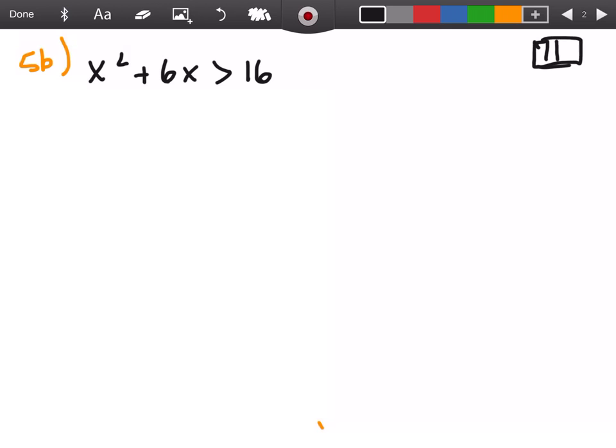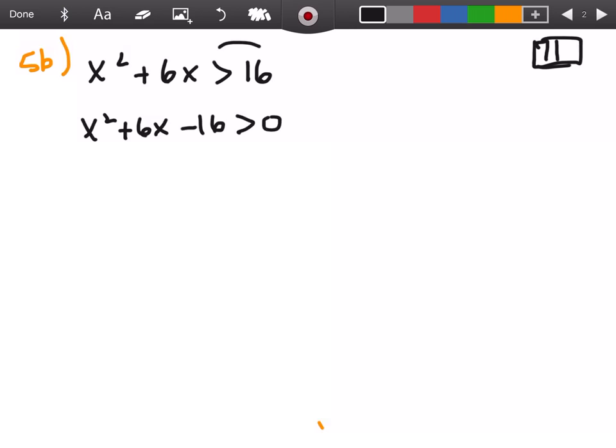So I'm going to bring that 16 over. So it's going to become x squared plus 6x minus 16 is greater than 0. So that's the first step, make the right side 0. The second step is going to be to factor it. Factor the left side so we can see those tipping points.